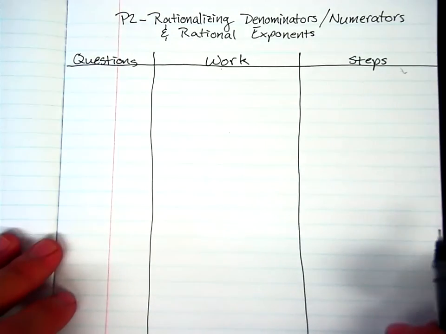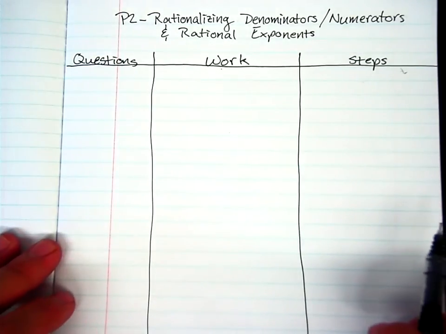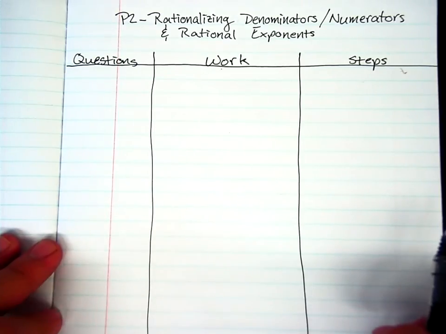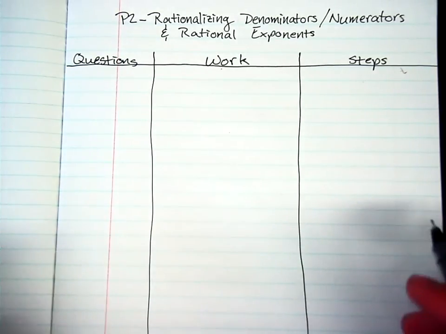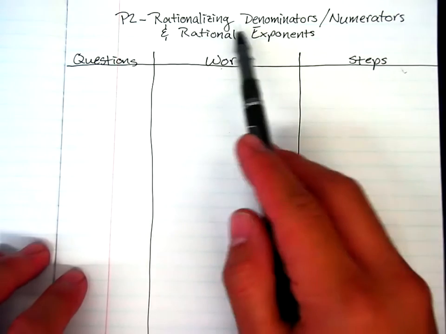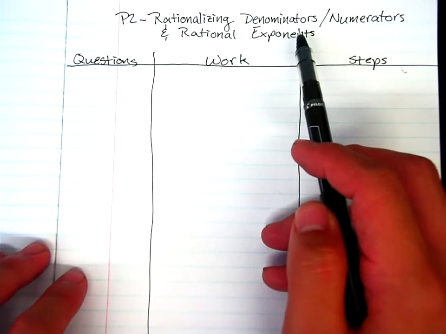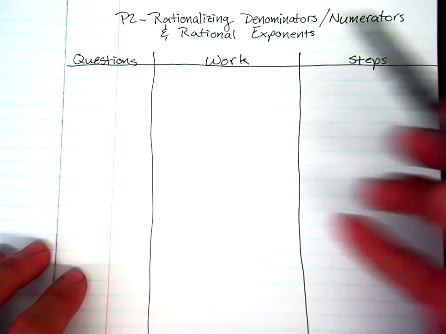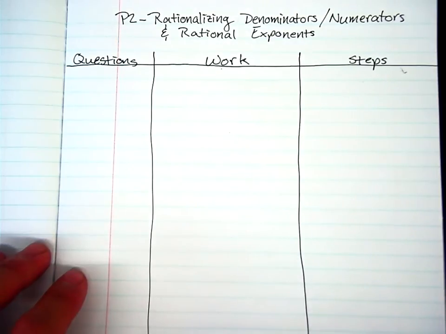Today we're going to be working on rationalizing denominators and numerators as well as rational exponents. This is going to be part 1 of the video, and we're going to be working on rationalizing denominators and numerators first. So go ahead and fill in your notebook with all the stuff that you need right now, and we're going to go ahead and get started.